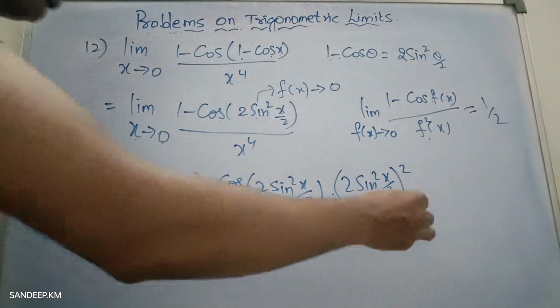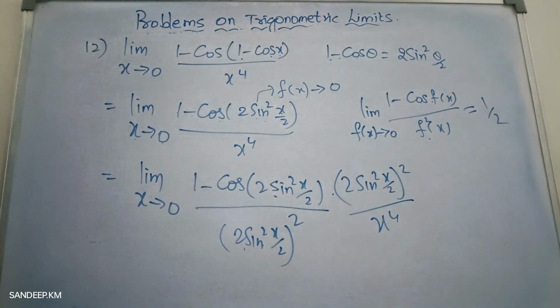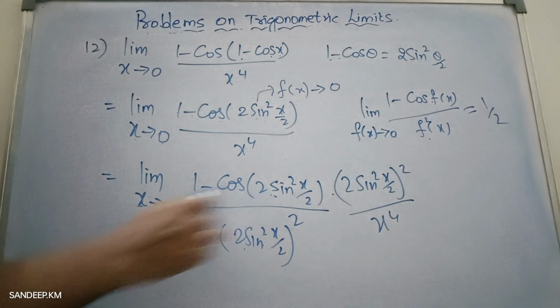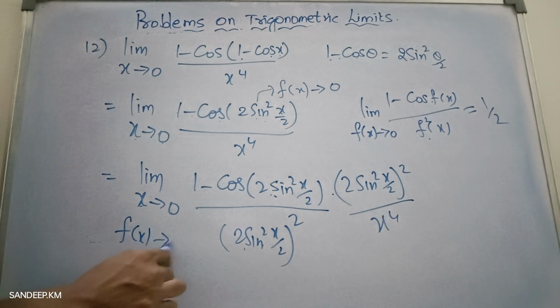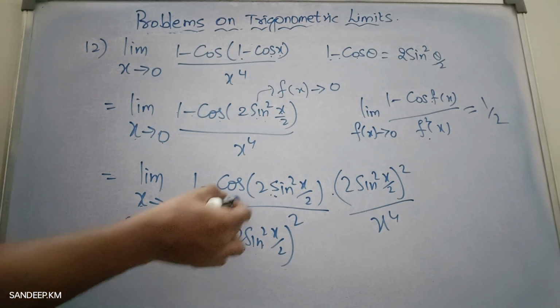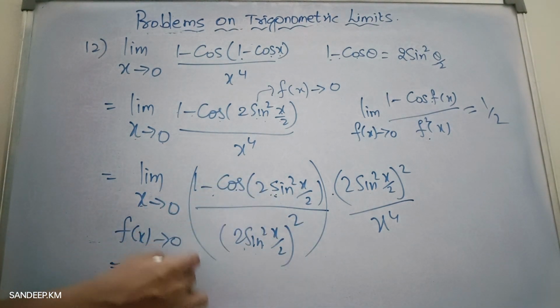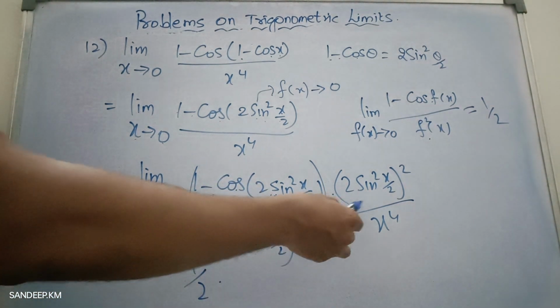Okay, now already we have x power 4 in the denominator. I hope you understood this step. I am trying to get the answers as quickly as possible. As limit x approaches 0, f of x also approaches 0, correct or not? So then this value, (1 minus cos f of x) by f of x whole square, will be 1 by 2, and give the limit only here.